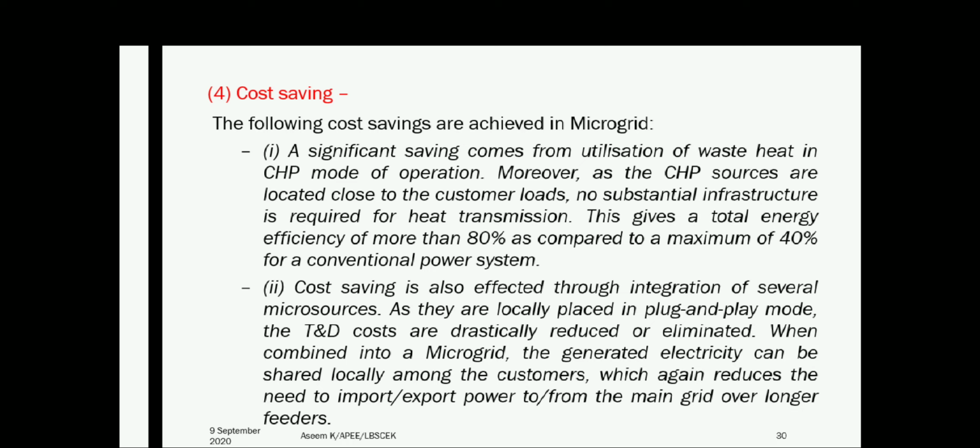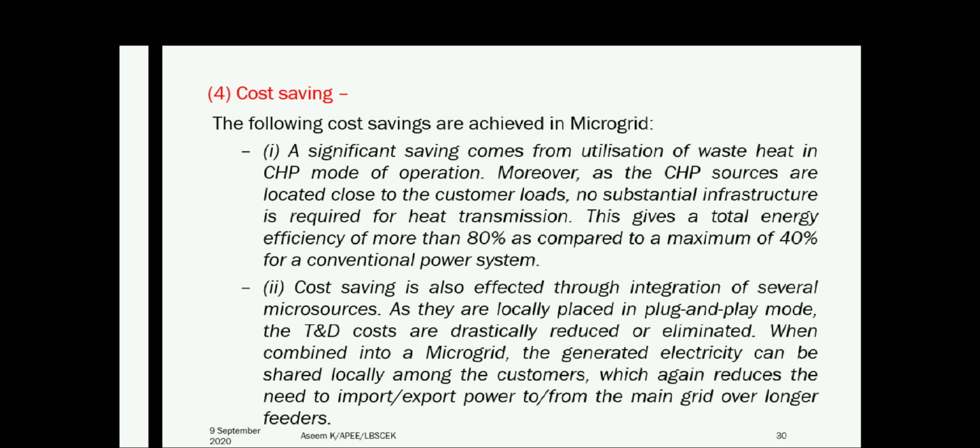Then cost saving is also affected through the integration of several microsources. As they are locally placed in plug and play mode, the T and D losses, as we already discussed, can be minimized. So T and D costs are drastically reduced or eliminated. When combined into a microgrid, the generated electricity can be shared locally among the customers, which again reduces the need to import or export power to or from the main grid over longer feeders.